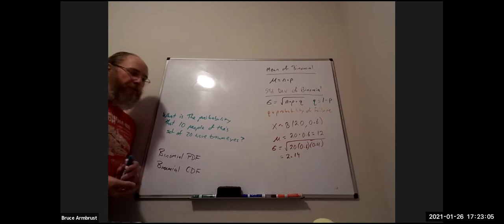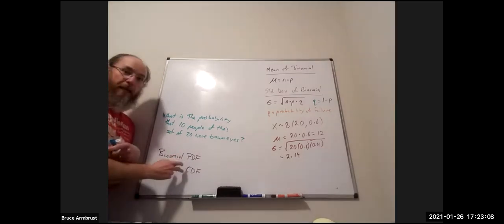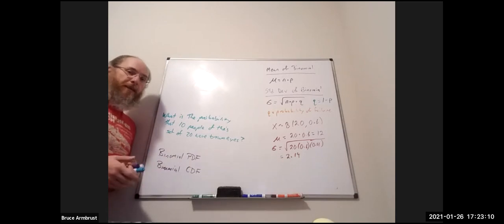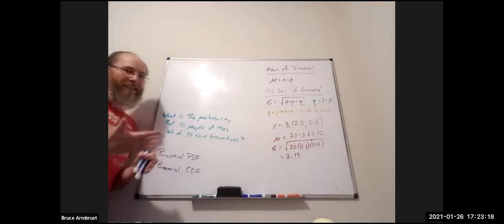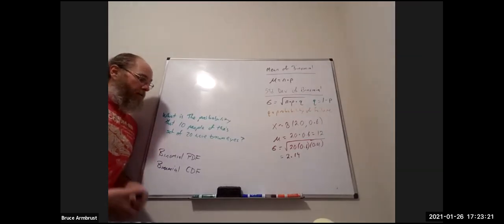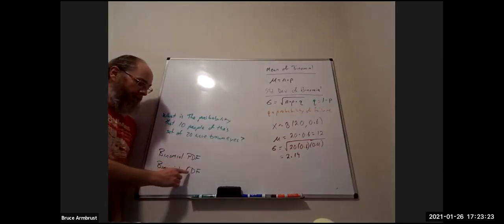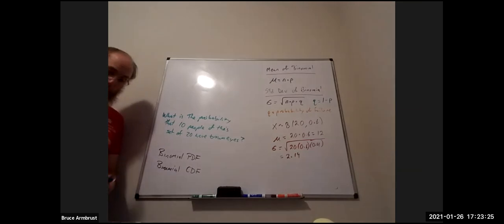So any kind of distribution, there should be two, one that says PDF and one that says CDF. So there's going to be one that says normal PDF, normal CDF. There's going to be chi-squared PDF, chi-squared CDF. We're going to see all these distributions as we go. But there's a huge difference between PDF and CDF.